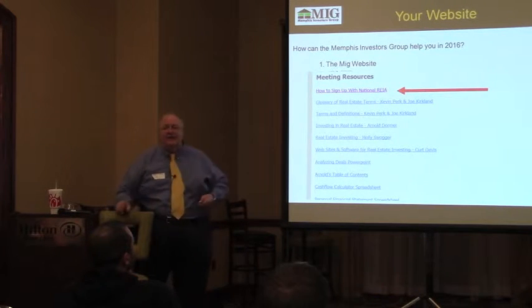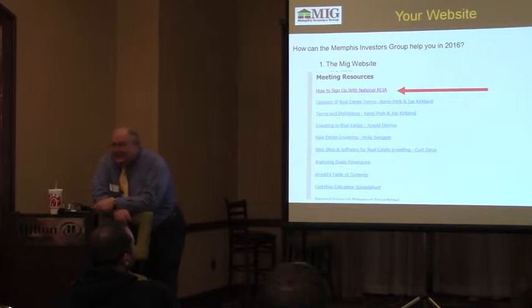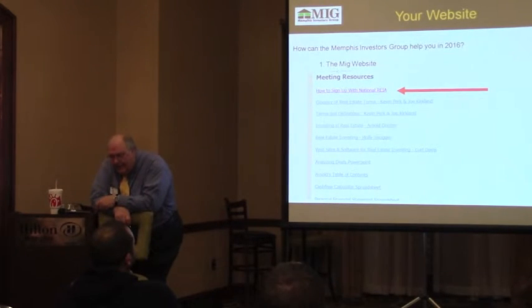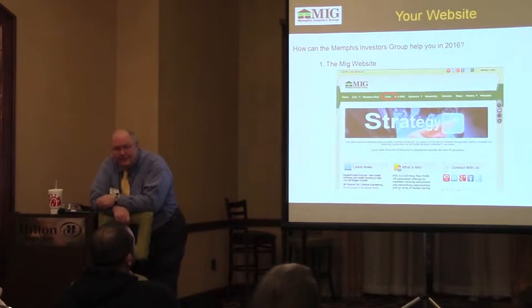So that National RIA, how to sign up, it's free. All you need is the code. Gene will give that to any member before you leave tonight. Just walk out to the back table. Gene, I need the National RIA code. She's going to give you a little slip of paper with it on there, okay? Then you go to the website, log in, go there. It's going to walk you through how to sign up with National RIA.